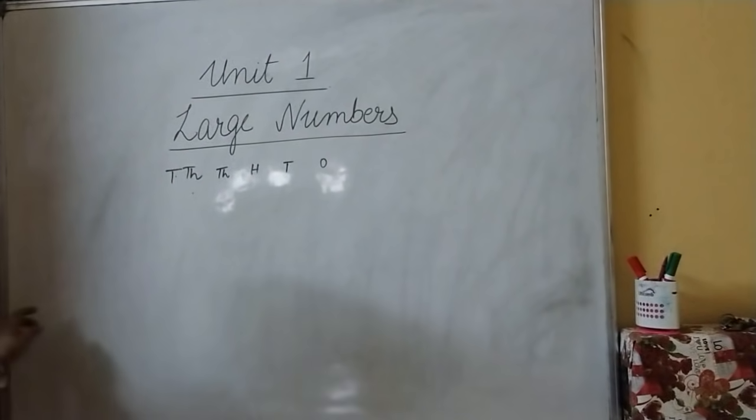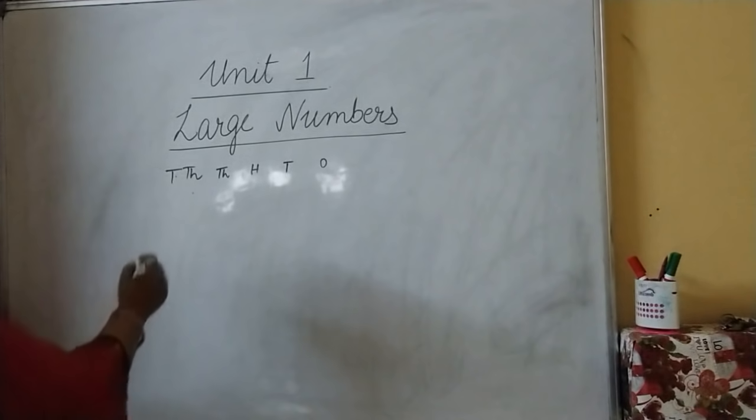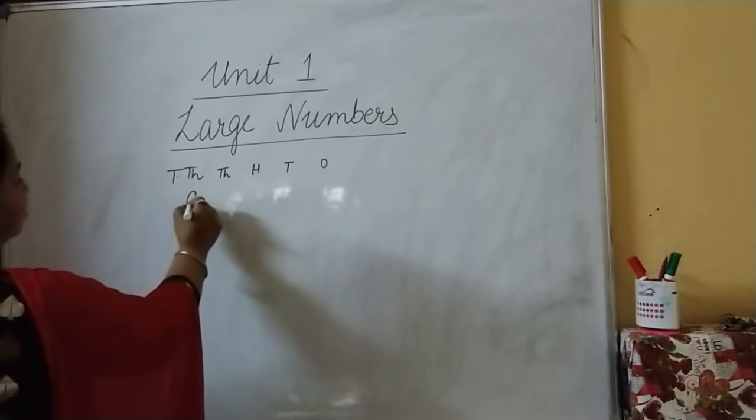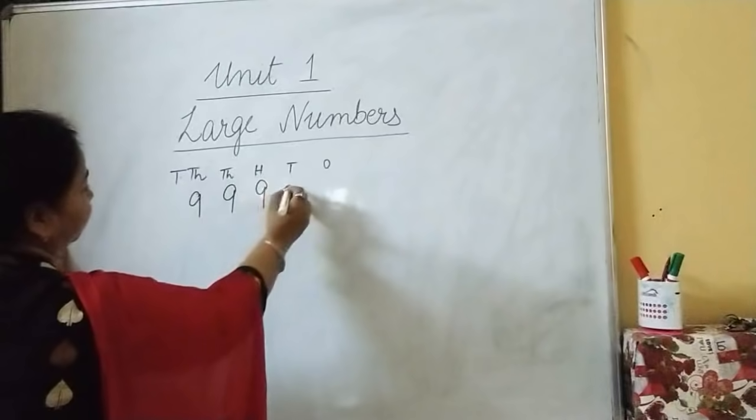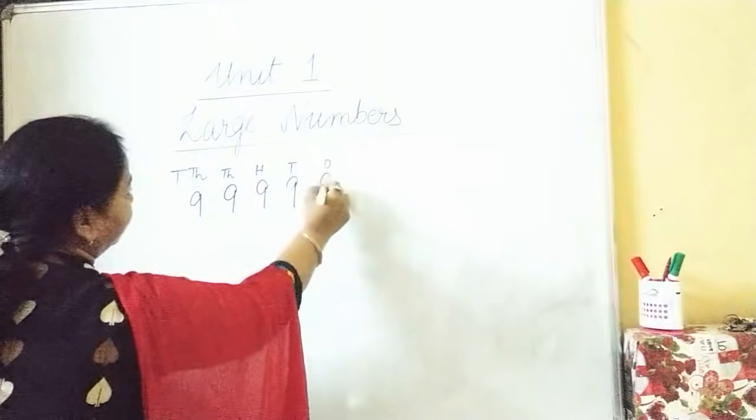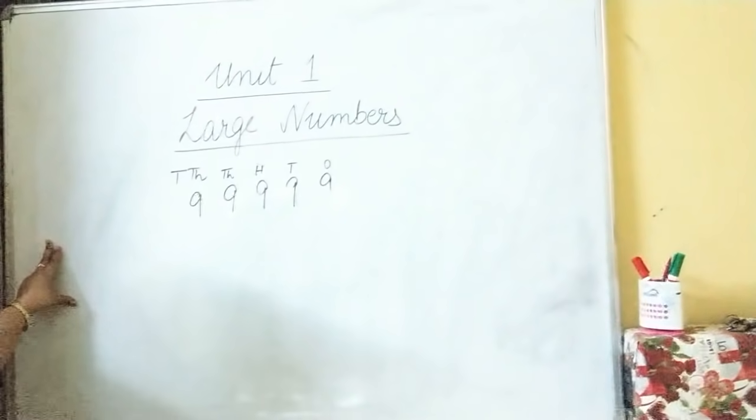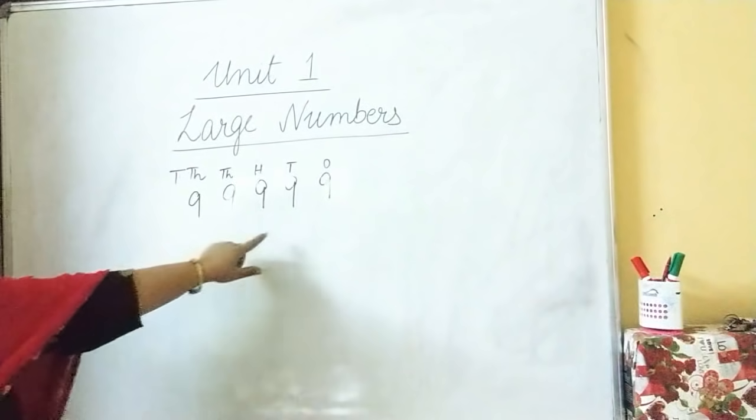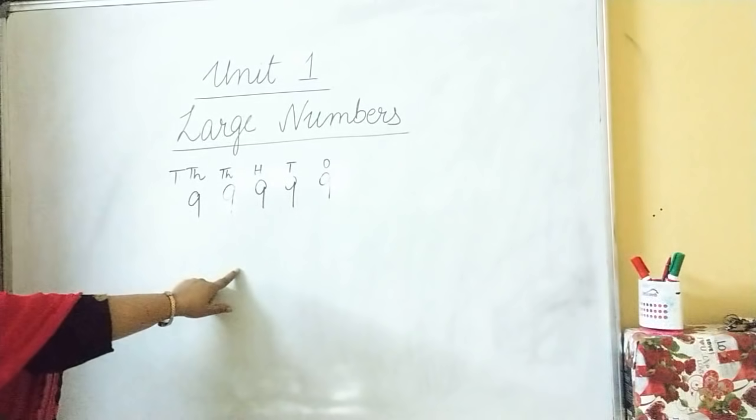So as I said, we are going to take one more example. Here I'll be taking the greatest 5-digit number. So here I go. I have taken 9 five times. We write 9 five times so that it is the greatest 5-digit number.